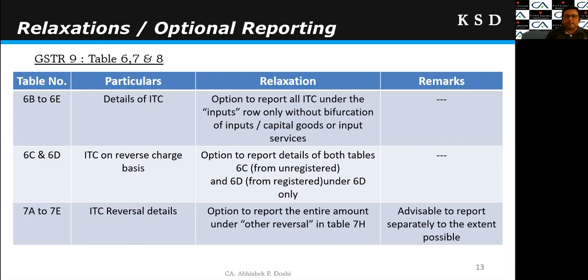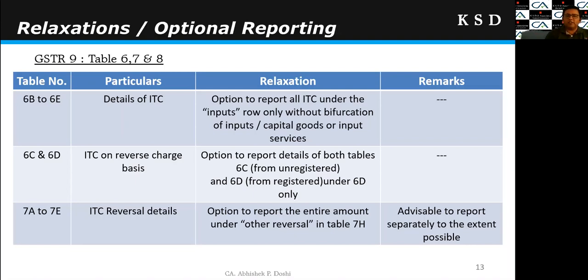Similarly, 6C and 6D is ITC on reverse charge. They have bifurcated ITC on reverse charge into registered and unregistered person. But later on, they have given relaxation that you can report both the amounts under the 6D only, and there is no need to bifurcate the same.